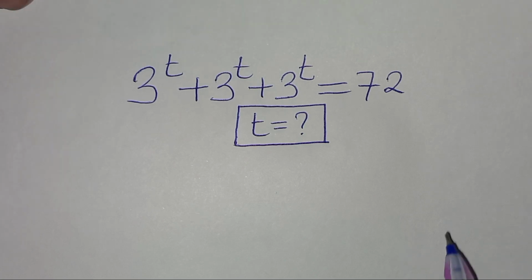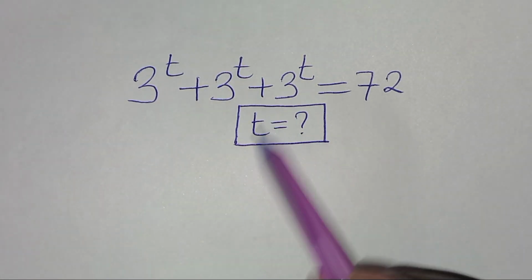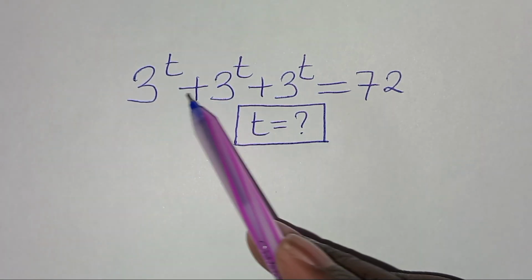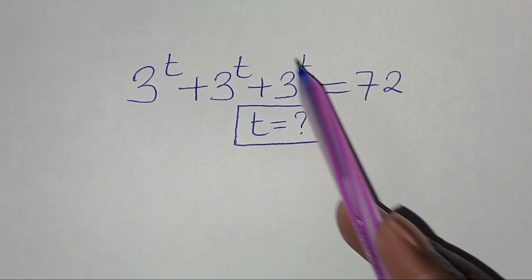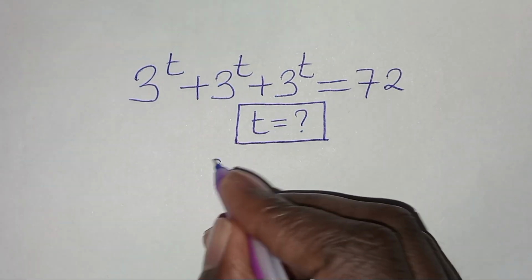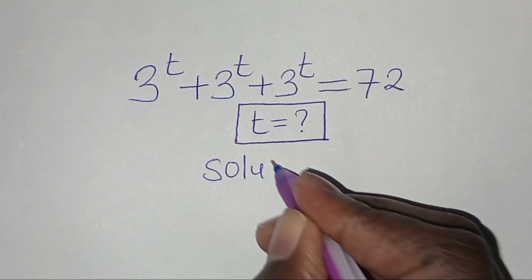Hello everyone, you're welcome to solve for the value of t given this nice exponential equation, which is 3^t + 3^t + 3^t = 72. So what is the value of t? Solution.